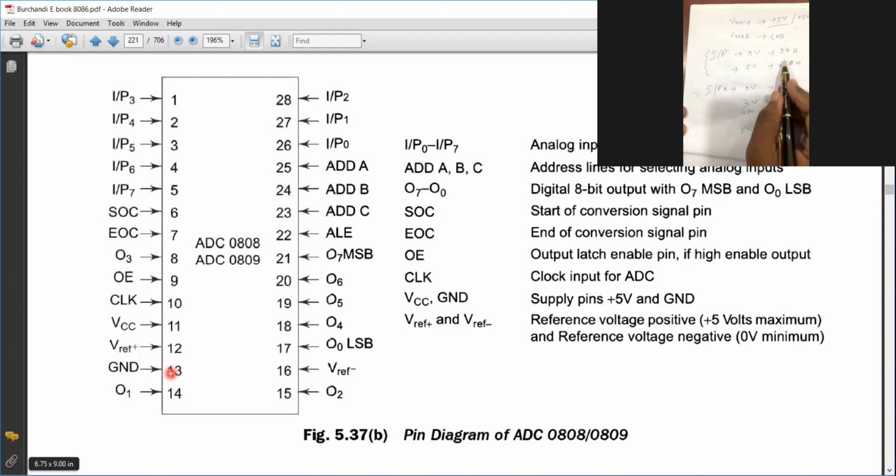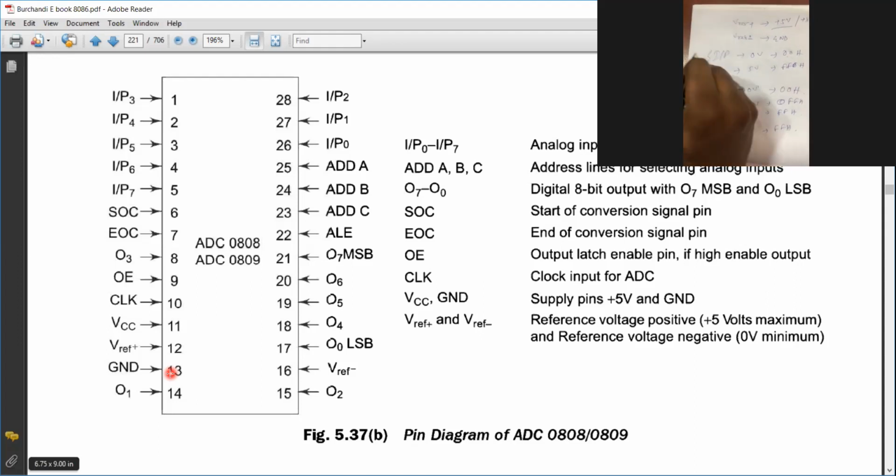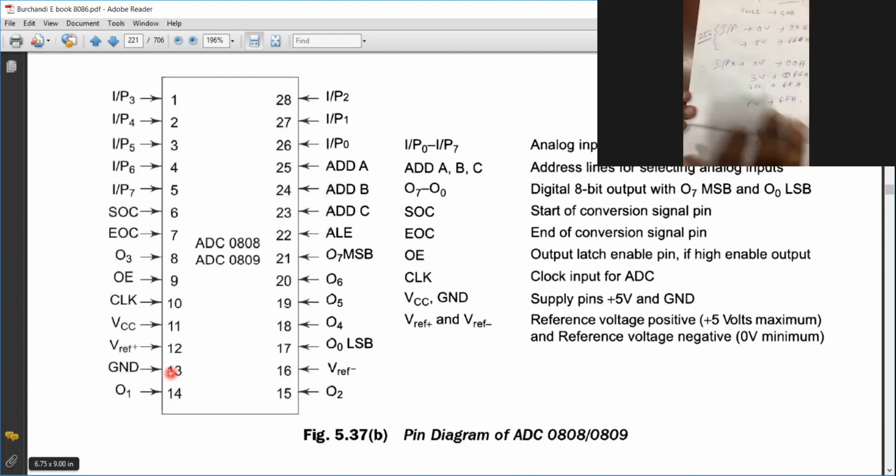Sir, how many combinations of output will you get? 256, 00 to FF. Means 256 combinations you will get. With 0 to 5 volt, in 1 volt, how many combinations of output changes will you get? Near about 50. In 1 volt you will get 50 different changes.